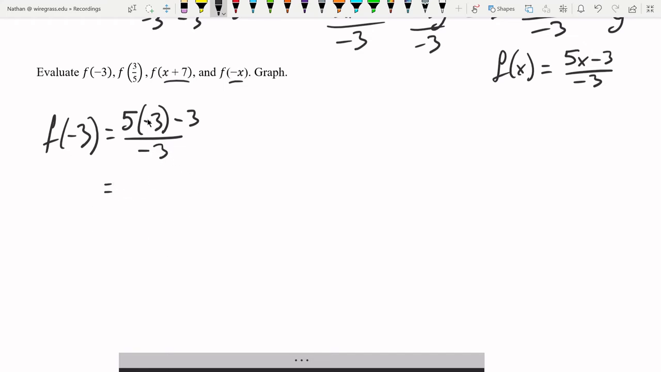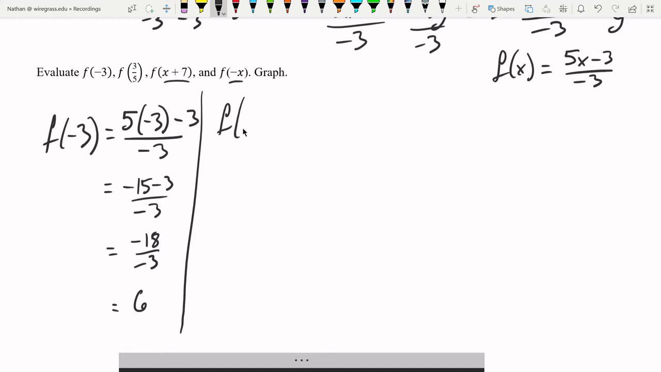Okay, 5 times our input, negative 3, is going to be negative 15. Negative 15 minus 3 is negative 18. And of course, this simplifies down to 6. So for an input of negative 3, we get an output of 6.